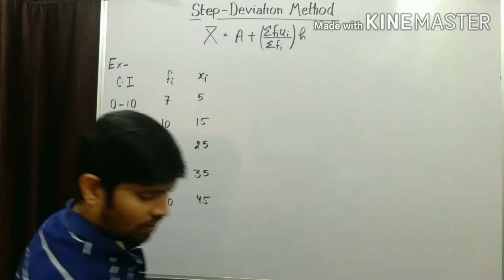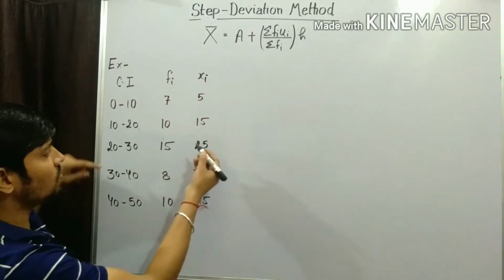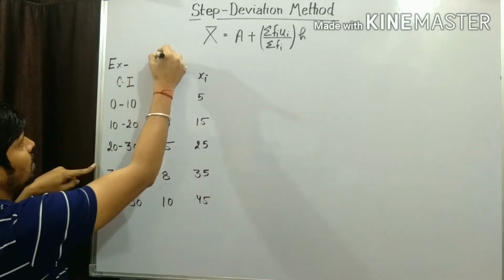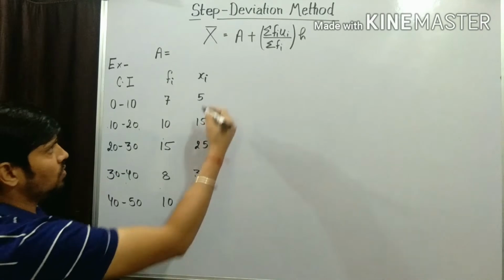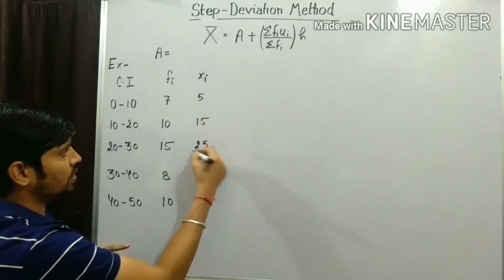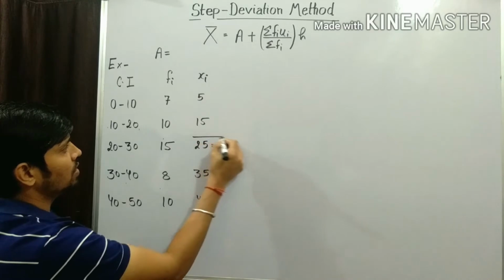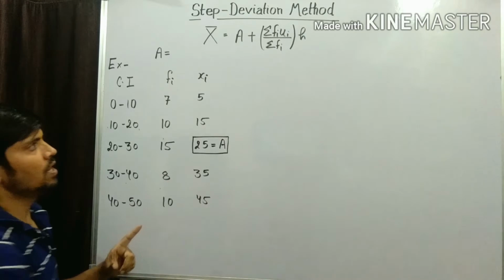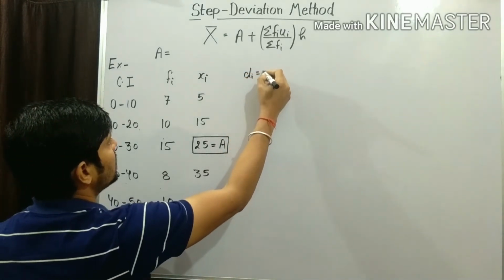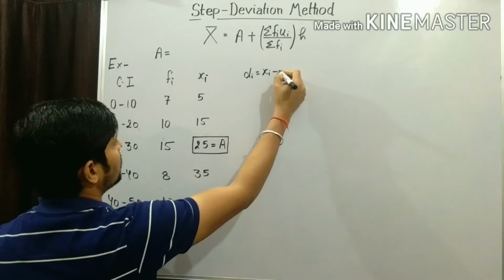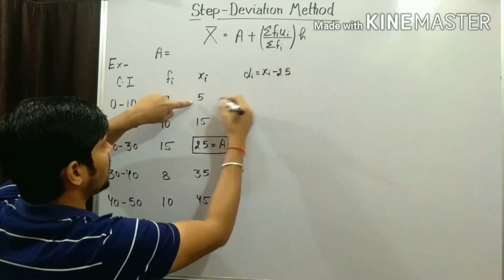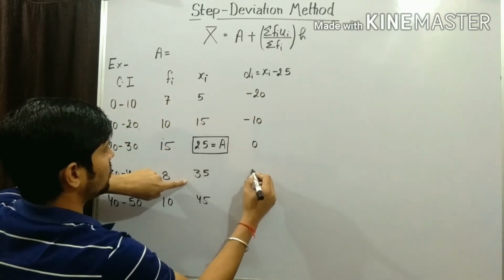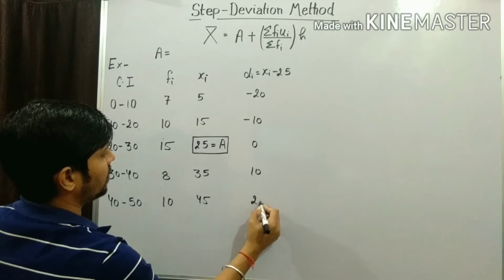Now we have to find the assumed mean. What is the value of a? We have to choose a. So this is first, second, third, fourth, fifth. We will take the middlemost term as a. So 25 is the assumed mean we have taken here. Now we will find the value of di. di equals xi minus a. It means subtract 25 from each. This gives minus 20, minus 10, 0, 10 and 20.